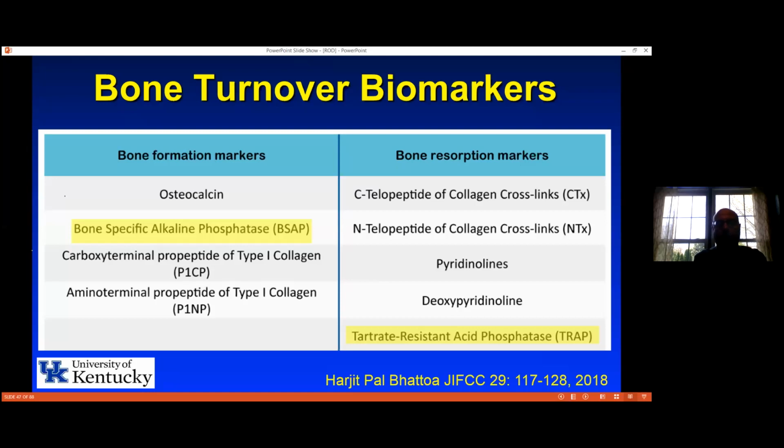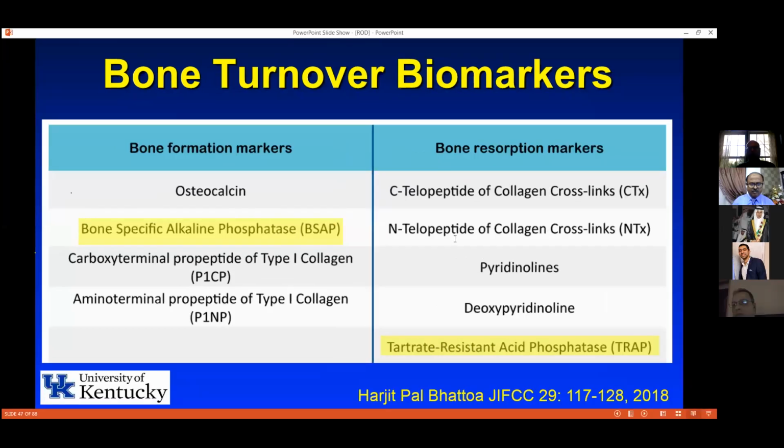So there are several of them, but I just want you to focus, for CKD patients, especially CKD stage 4 or 5, we usually focus on using the bone-specific alkaline phosphatase and the tartrate-resistant acid phosphatase. Very easy. You don't have to check osteocalcin. We usually check osteocalcin, P1NP, the CTX, NTX for patients with osteoporosis, not with CKD.